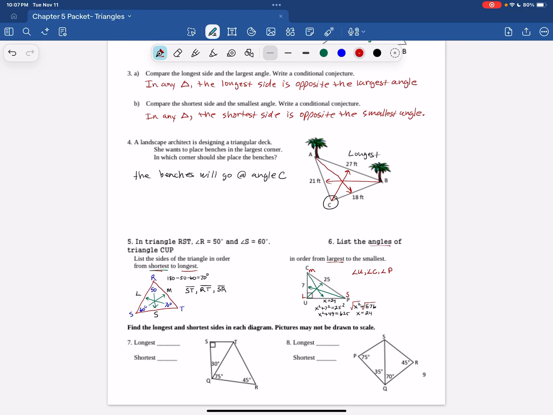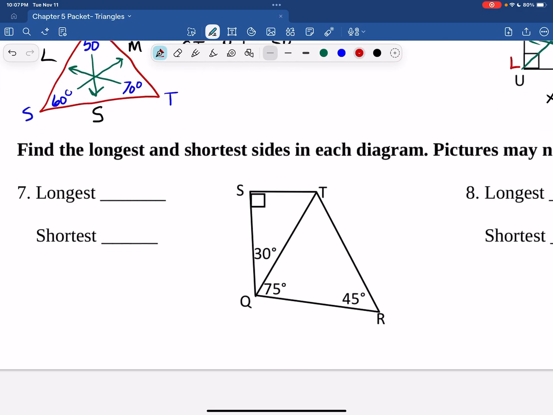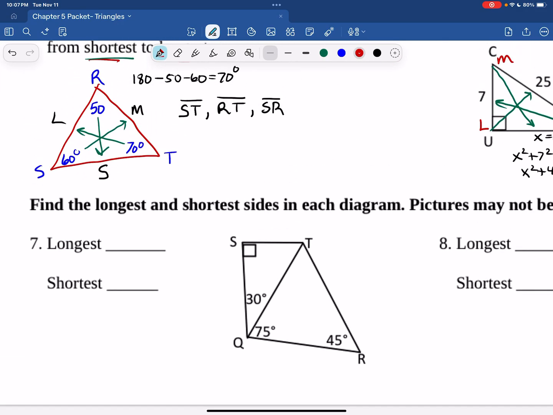All right, now we're going to do something very similar. We're going to come down here, except now we're going to compare two triangles. So we've got to look at both of these and figure out what's the longest side and what's the shortest side. So first thing I'm going to do is I got a 30 and a 90. That adds up to 120, which means this must be 60 degrees. Okay, and then these two right here, these add up to 120. So this must be 60 degrees.